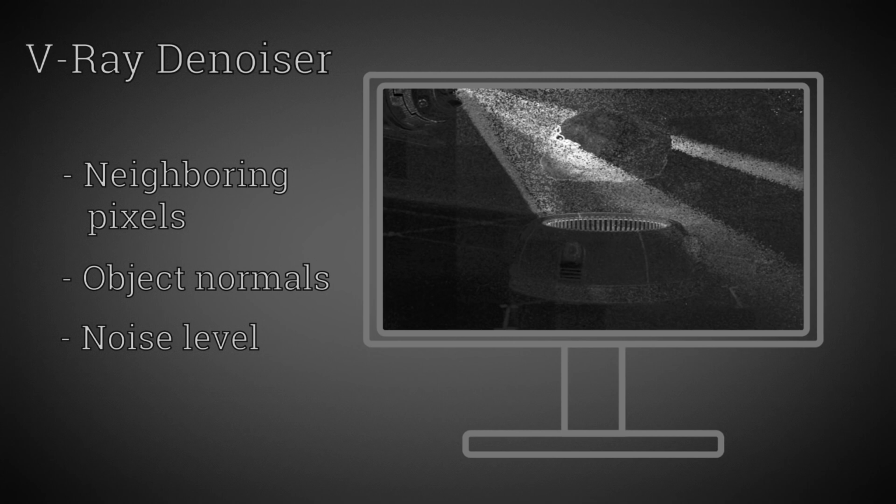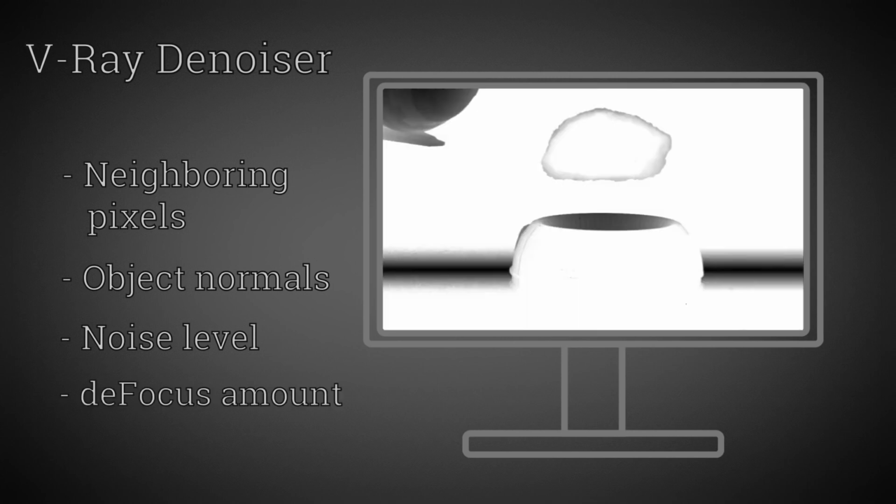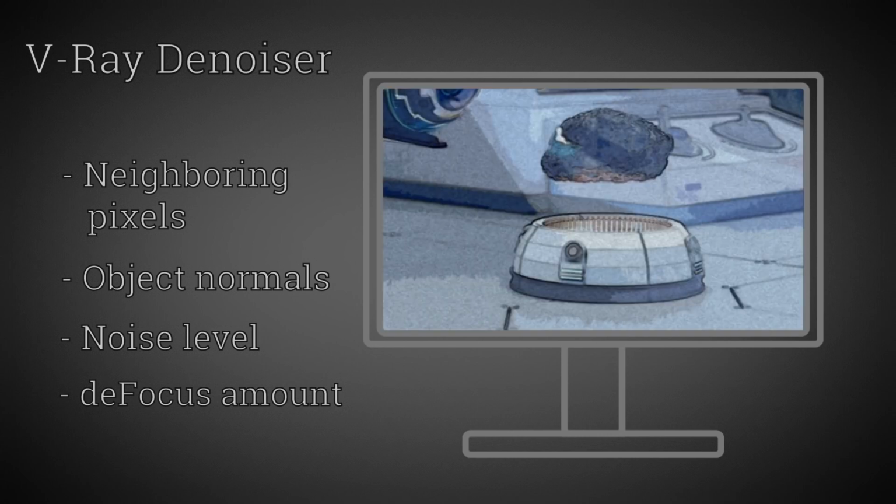Another render element that's been created for the specific needs of the denoiser is the defocus render element. This render element contains information about which parts of the image are in focus and which are not. This way, the denoiser would blur more the parts that are not in focus. Using all of this information, the V-Ray Denoiser manages to adaptively get rid of the noise and preserve all the details.